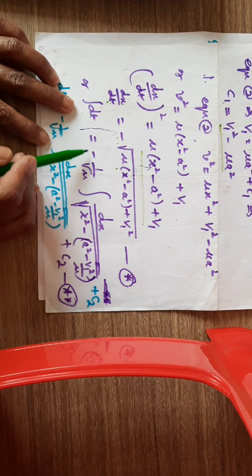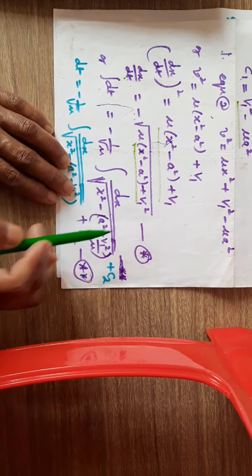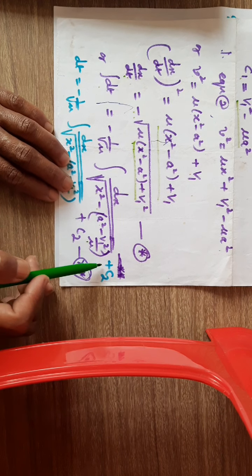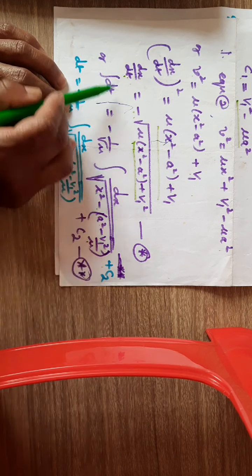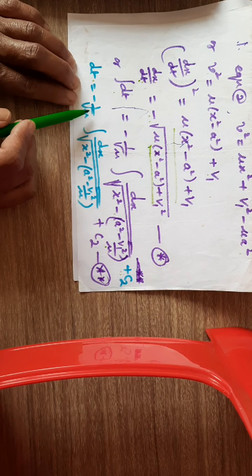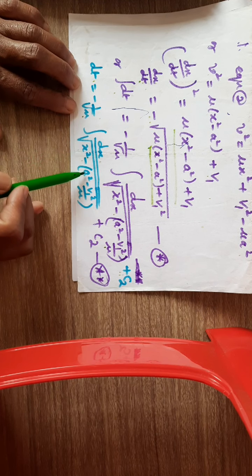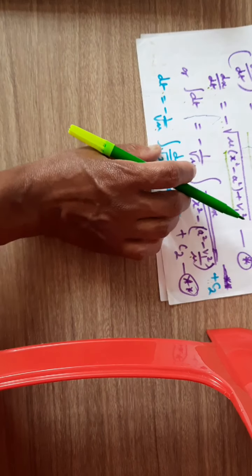So we'll get dt is equal to minus 1 by root mu dx by square root of, simplify the term inside this one, x square minus a square minus v1 square by mu. Then integrate it, and on integrating you'll get some constant c2. So you'll get t on this side equal to minus 1 by root mu integral dx by square root of x square minus a square minus v1 square by mu plus c2. Name this as equation double star.